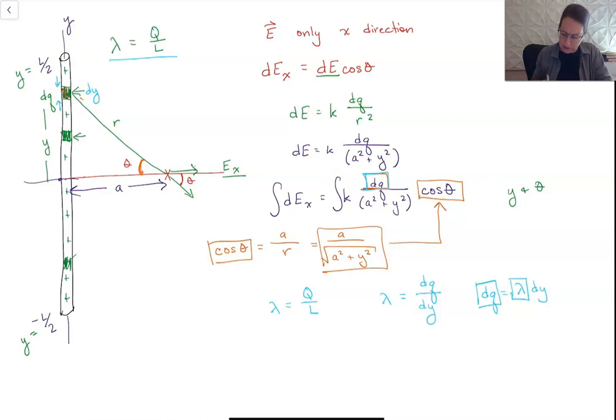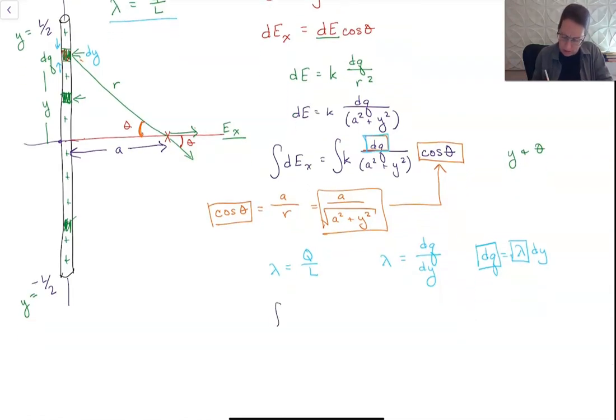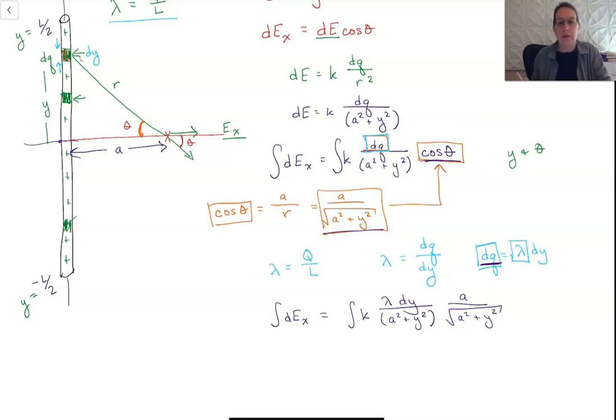So putting those things in, I'm going to have integral dE in the x direction is equal to then integral k. I'm going to put in, for dq, lambda dy all over a squared plus y squared. And now for cosine of theta, I'm going to put this expression. So that's going to be an a over square root of a squared plus y squared. It's not looking very friendly, but it's something that we can do.